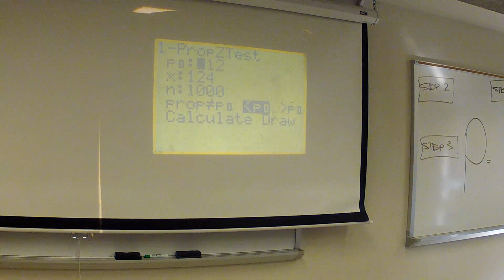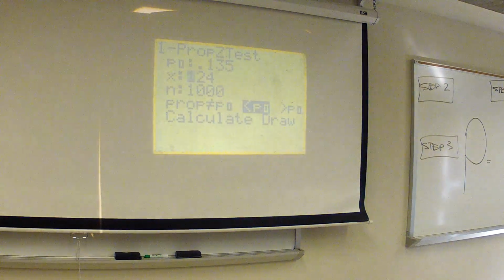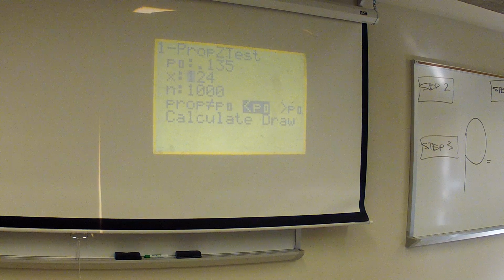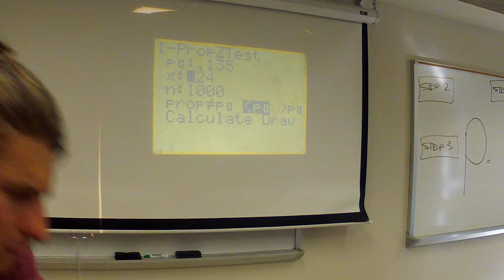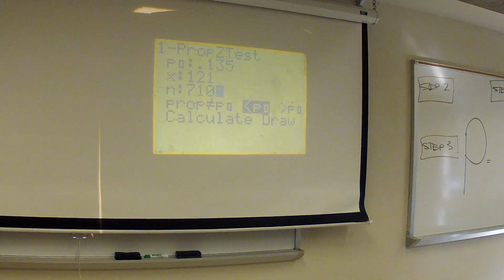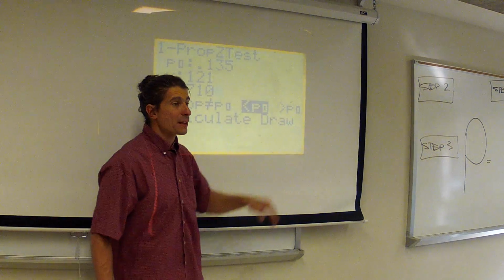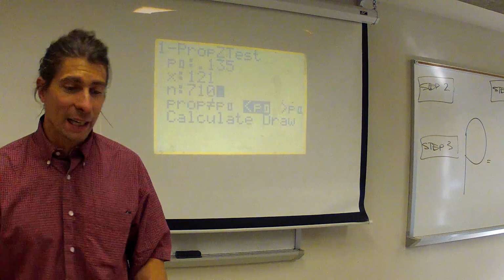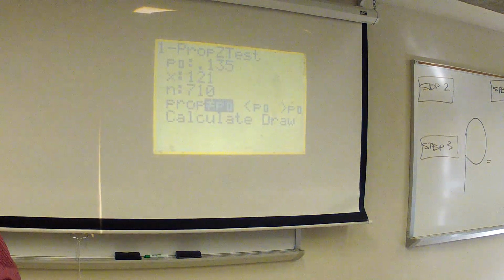Fair enough? Okay, so p naught, what goes in there? Whatever your null hypothesis proportion is, 13.5%. X and N are going to be your sample data, so that's 121 out of 710. And then you have to adjust your sign based on what you're studying. We're trying to see if it's just changed, so make it a two-tailed test.